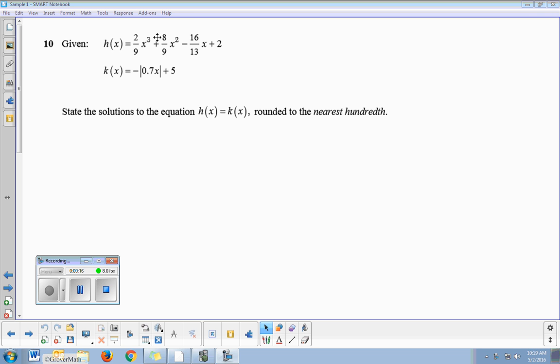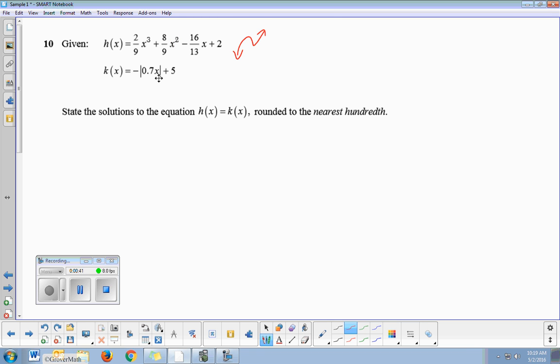H of x is a power 3 function with fraction coefficients. The fact that it's a degree 3 tells me that it'll be something like this. You know, the arrows will be ending in opposite directions. Remember, odd degree means like that. Now, this is not an odd function because it has even exponents, but it is an odd degree function.